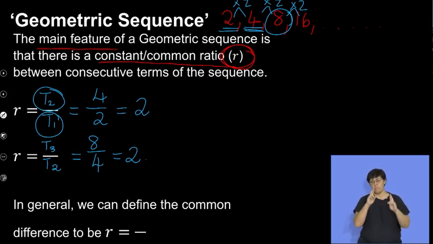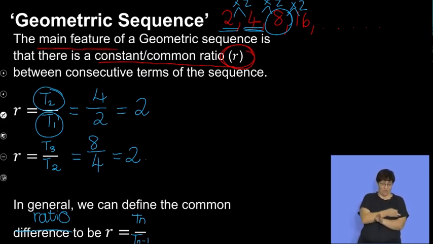So I'm hoping that everyone can see how we calculate the common ratio. Sorry, the slide says common difference, guys. It's supposed to be common ratio. We can define the common ratio to be the term value over the term value that comes before it. So over here, we did term 2 divided by term 1. Then we did term 3 divided by term 2. It's always going to be the term value over the term that comes before it. So Tn over Tn minus 1.